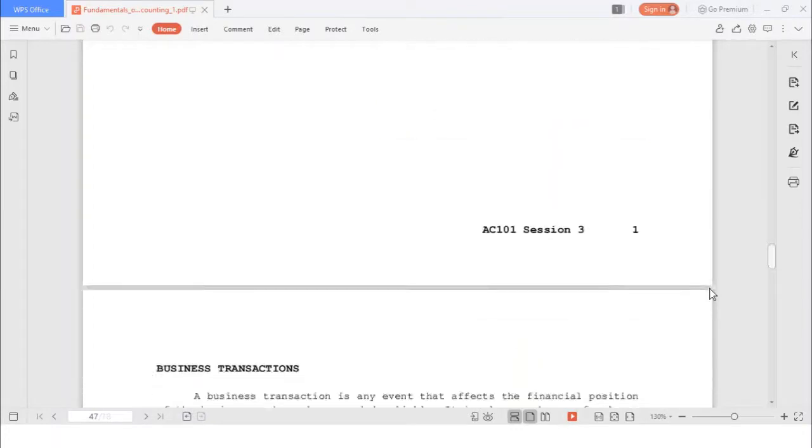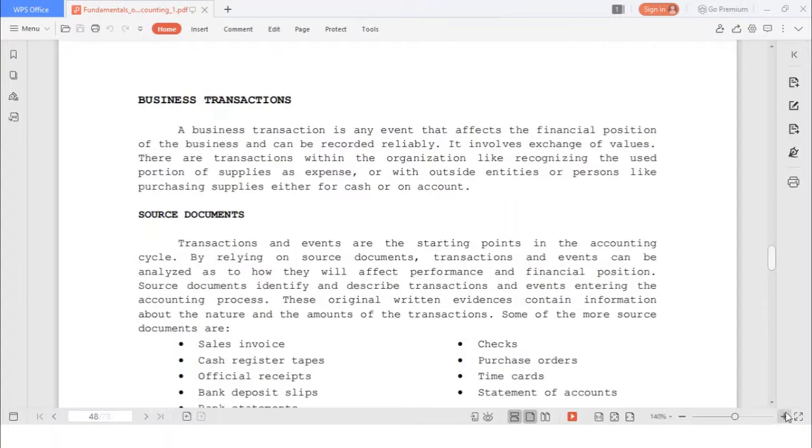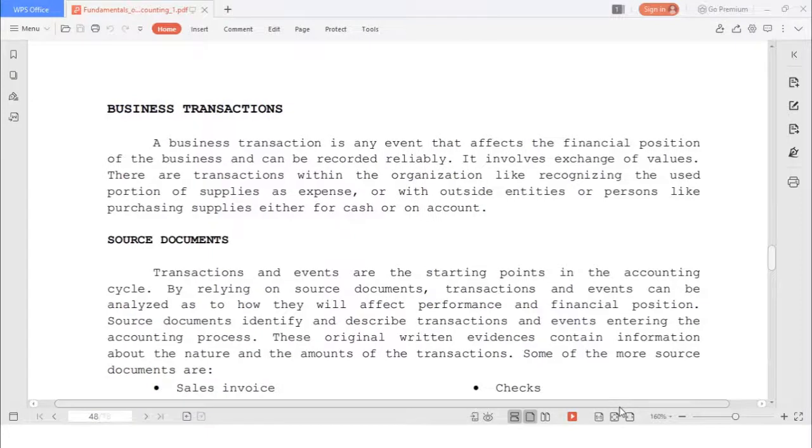So to start, we've already discussed this before in the first part, wherein we were talking about identifying business transactions, di ba? When can you say that a transaction is considered a business transaction and when is it accountable? When you say business transaction, it is any event that affects the financial position of a business and can be recorded reliably. It involves exchange of values. So again, there is exchange of values.